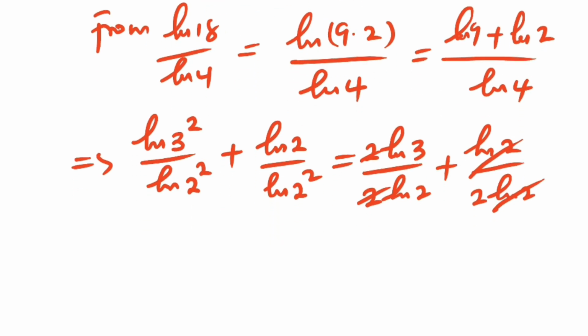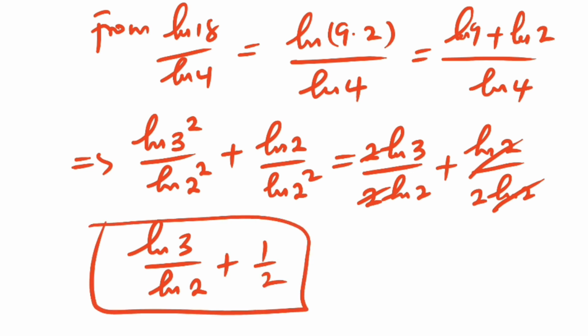We have ln of 3 over ln of 2 plus 1 over 2. Then this is the value of x in natural logarithm form.